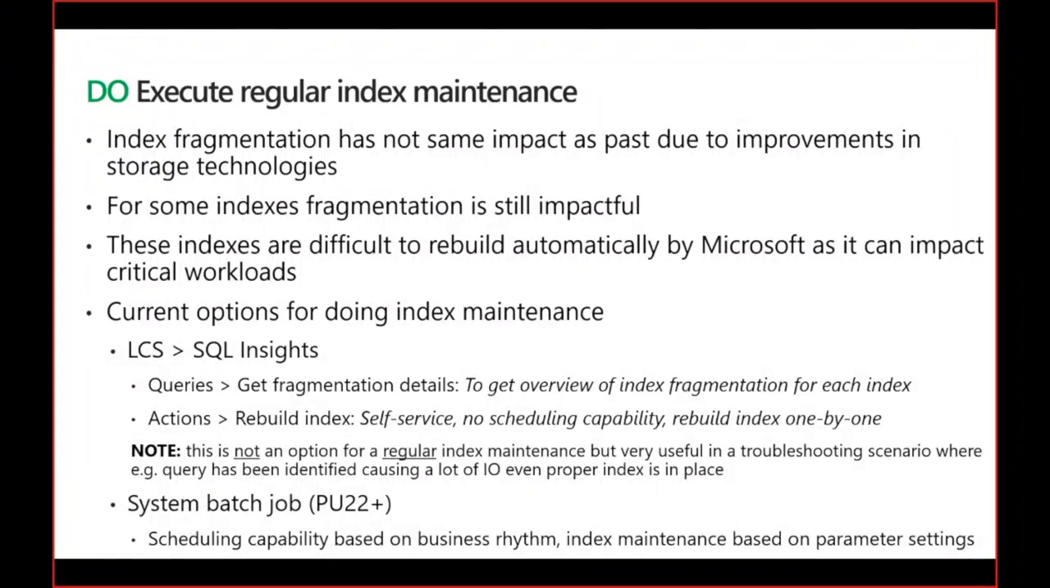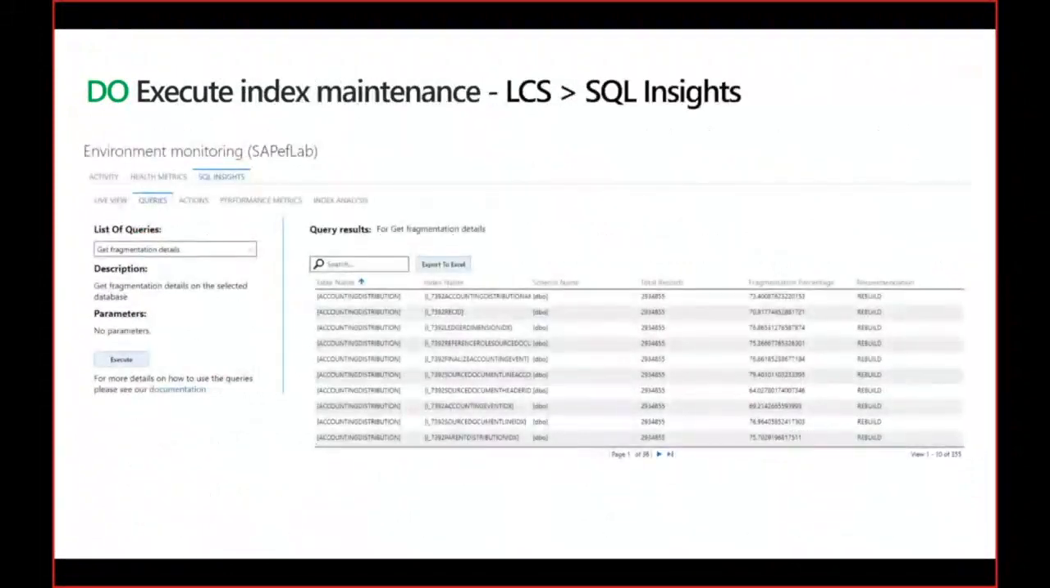So what you probably would like to use as a regular index maintenance is a system batch job, which we introduced in PU22+, which has scheduling capabilities, and you could schedule this during off-business hours at a rhythm that is needed for that specific environment. And that can be different from customer to customer. And there are also specific parameter settings you have to be aware of. So let's go into a little bit more detail here.